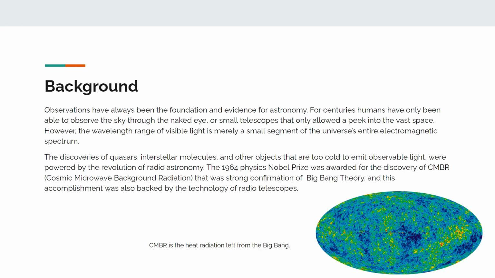The 1964 Physics Nobel Prize was awarded for the discovery of CMBR, or cosmic microwave background radiation, that was strong confirmation of the Big Bang theory. And this accomplishment was also backed by the technology of radio telescopes.